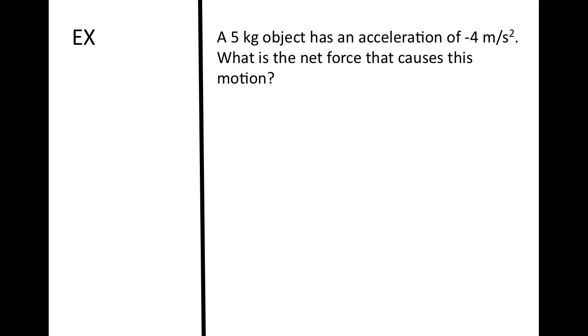Here's an example. A 5 kilogram object has an acceleration of negative 4 meters per second squared. Find the net force that causes this motion. We know that force equals mass times acceleration. So all we need to do is plug in the items. We have, and I forgot to put kilograms here, 5 kilograms times negative 4 meters per second squared, and that will give you negative 20 newtons.